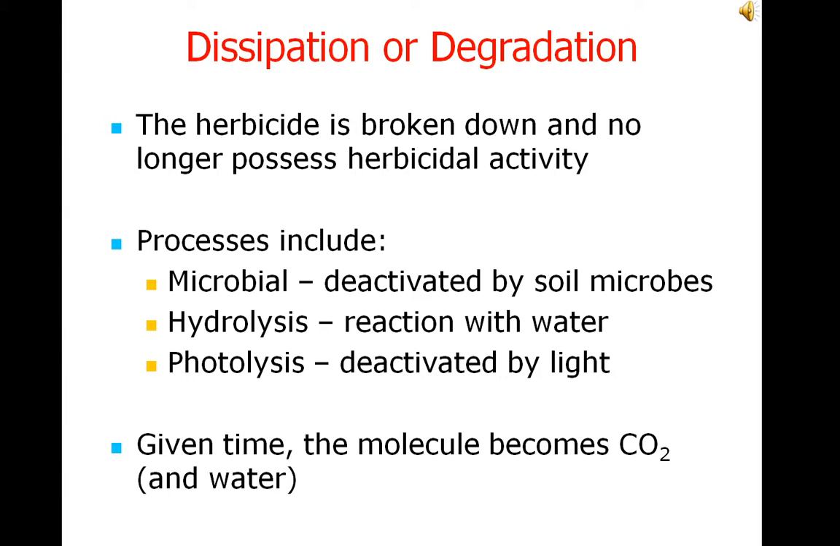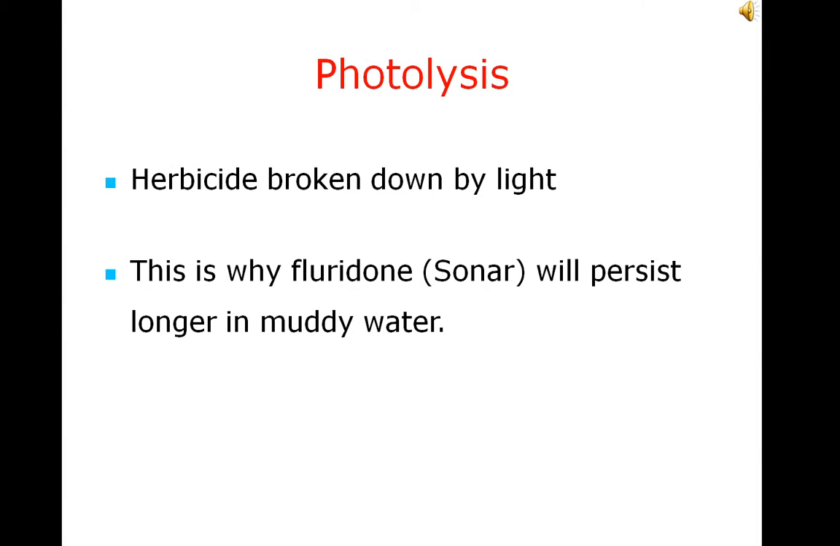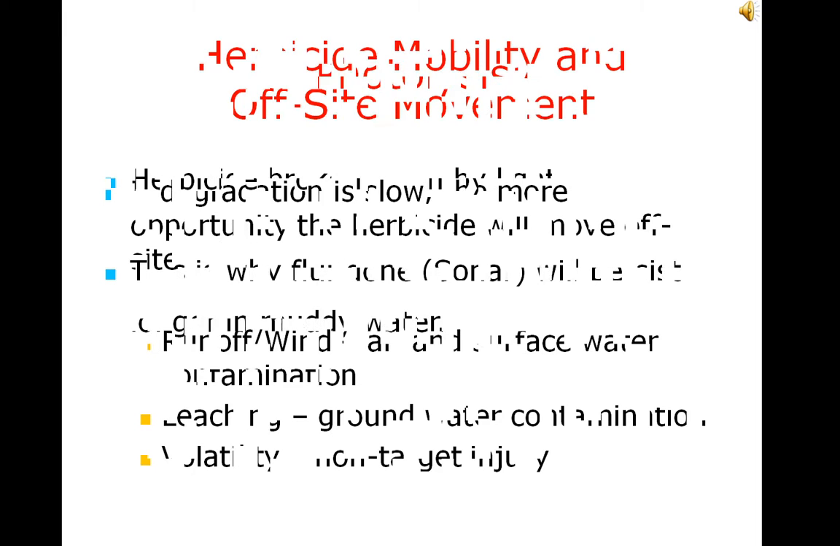Dissipation or degradation of a pesticide over time is accomplished through 3 processes: microbial (microbes), hydrological (water), or photolysis (sunlight). Over time, the chemical will break down and become carbon dioxide, CO2, and water. Out of the 3 factors which break down chemicals, sunlight, ultraviolet radiation, results in the most rapid breakdown. Herbicides we use in muddy water will last longer because of limited penetration of the sun's rays.